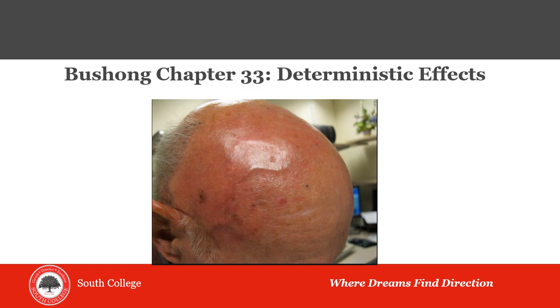Okay, we're on to chapter 33 on deterministic effects. This is where we start talking about people and examples on people, so I think it's a little bit more interesting. It's kind of sad in one way because we have had a number of cases of different effects that have occurred, and anytime you'd like to hear more about those, I can share them. I was just trying to keep this lesson as short as possible.